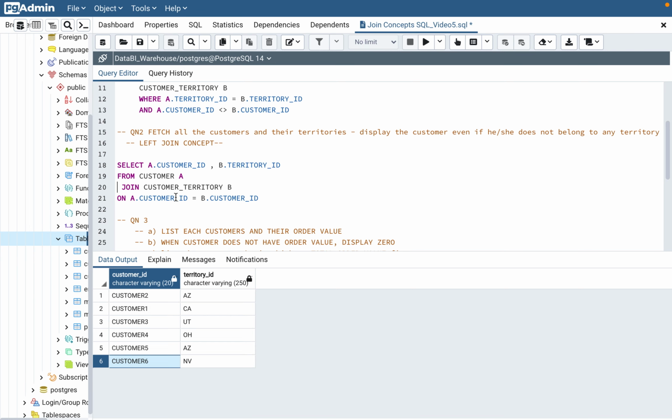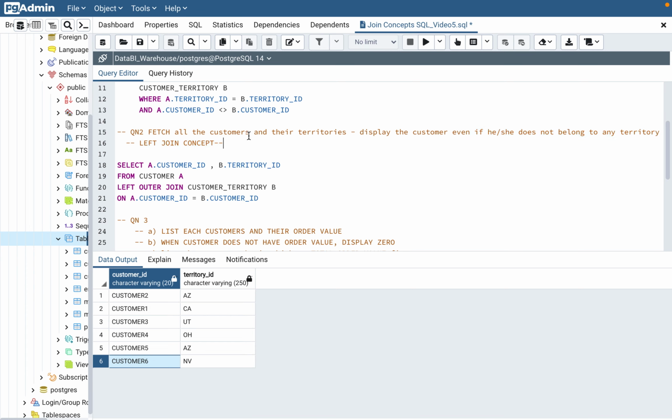So what you need to do is a left outer join. What is left outer join? Left outer join means whatever is left of this clause. What is left of this clause? Customer. It will bring all the data from this table, even if you don't have matching data in the right side table. We have customer 1 to 7 in this table, and customer 1 to 6 in this table, but we still want customer 7, because the question says, even if he or she does not belong to any territory.